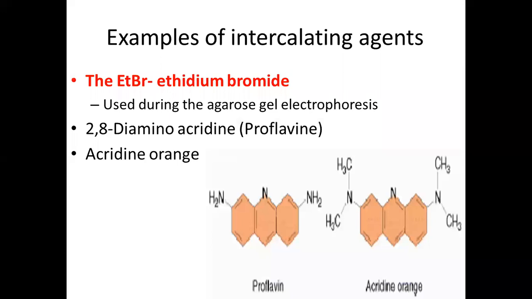So examples of intercalating agents that we have: ethidium bromide. This is used during agarose gel electrophoresis. Even during the process of PCR, if you did the PCR lab, remember that after PCR you do electrophoresis and you add ethidium bromide during that process. The other examples that we have are proflavin and acridine orange.